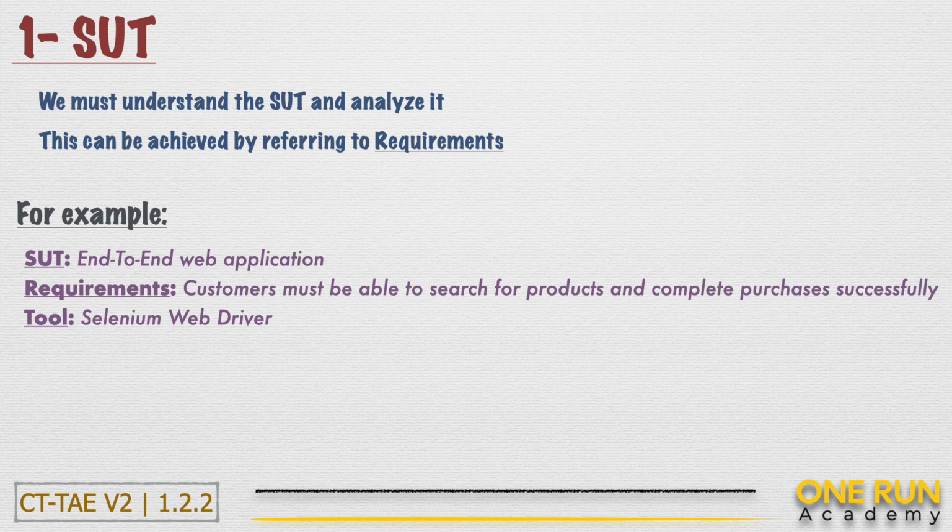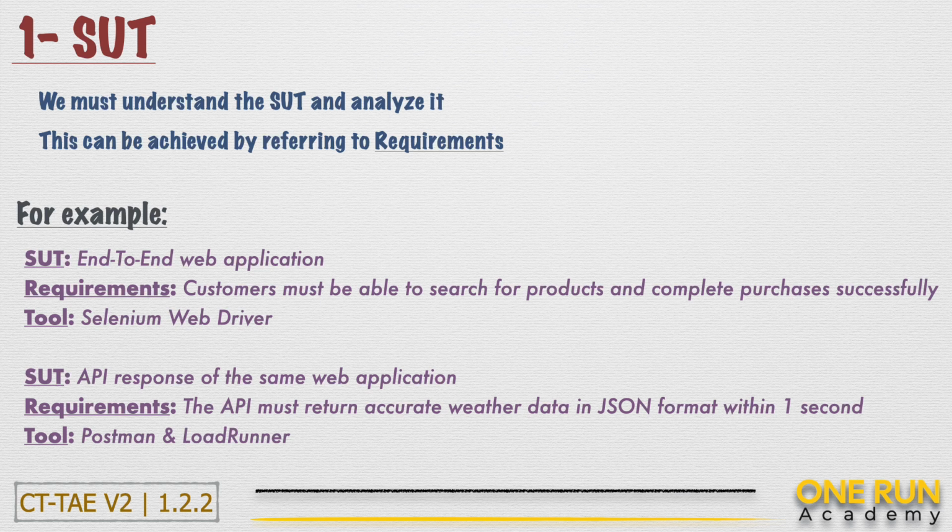Now, let's look at the same software but from a different perspective: the API response of this e-commerce app. Here, we want to automate the verification of returning the correct response type within 1 second. In this case, different tools must be used. For instance, Postman for functional API and LoadRunner for performance testing.